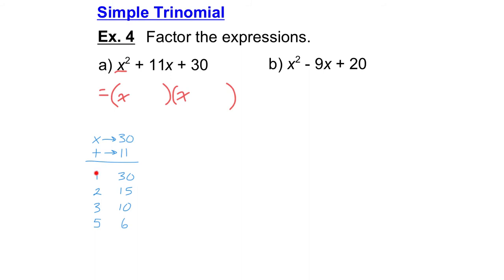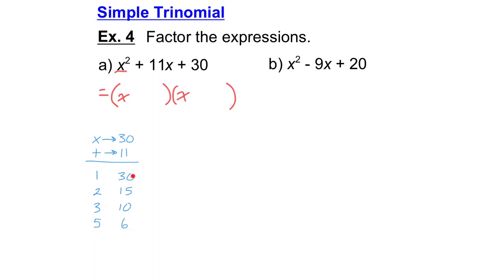Start with 1, 1 times 30. Now go to 2, 2 times 15. Now go to 3, 3 times 10. Then I go to 4, but 4 doesn't go into 30, so then I go to 5, 5 times 6. After 5 comes 6 in my list, but I already have it in my list, so I know my list is done, because I'm just going to start to repeat myself.